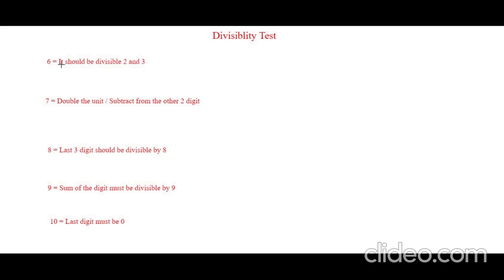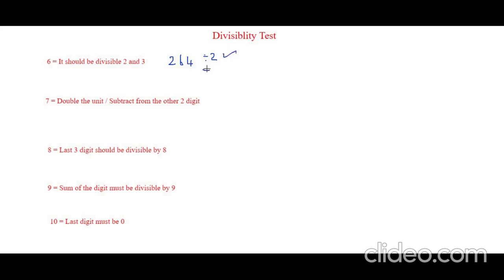To check whether a number is divisible by 6, it is very easy. It has to be divisible by 2 and by 3. So let's take an example: 264. Let's check whether 264 is divisible by 2. What is the divisibility test of 2? The number should be even. So 264 is an even number, so it is divisible by 2.